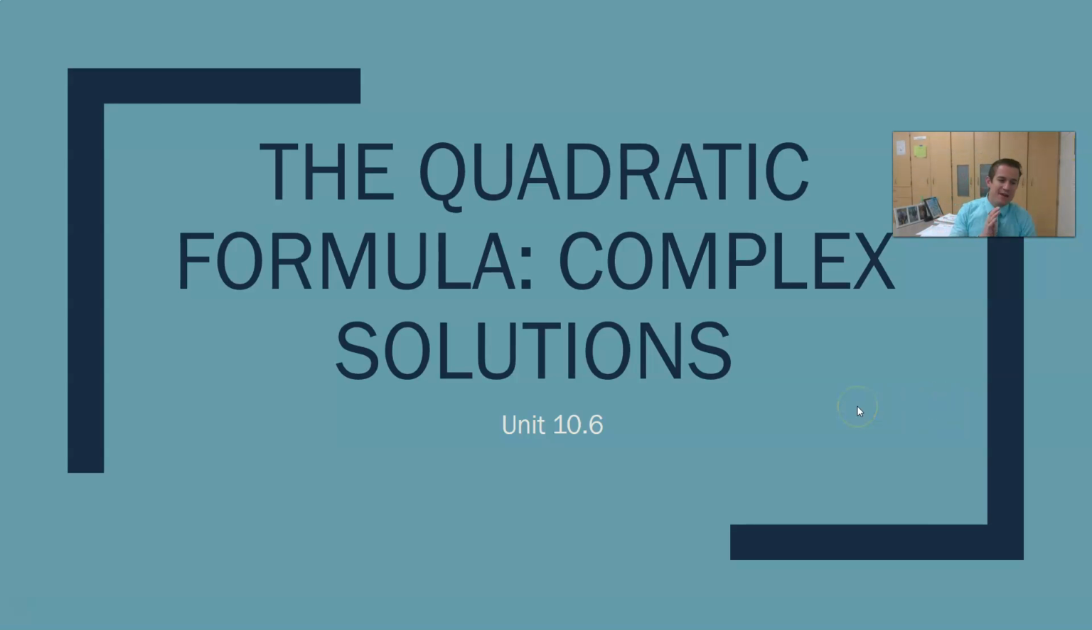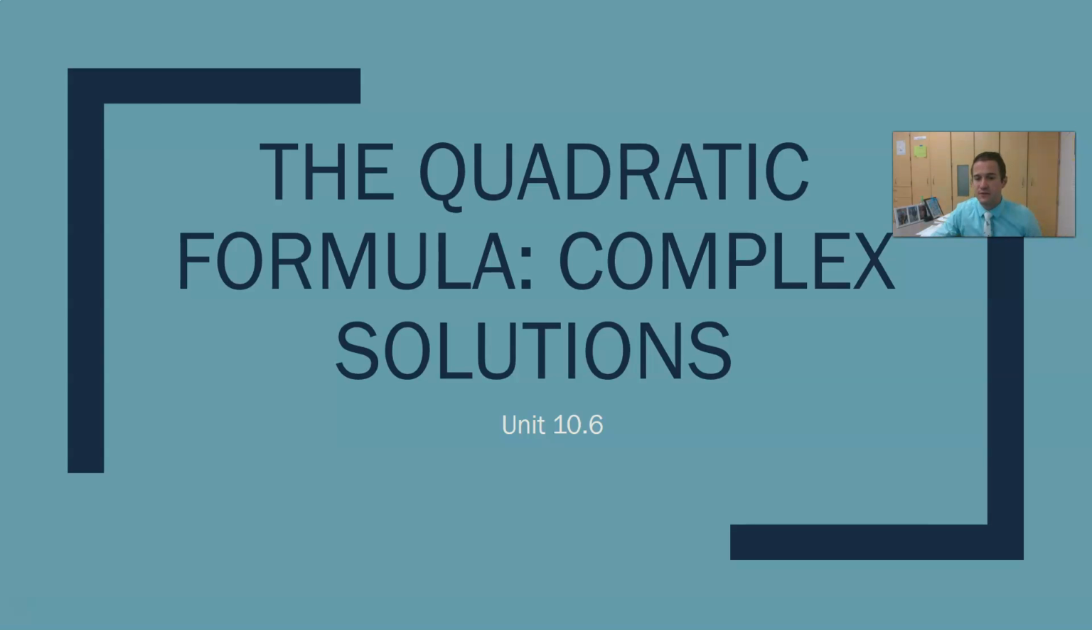We're at the very end of Unit 10. We've been talking about different ways to solve quadratic functions. We've talked about the square root method. We talked about the zero product property and solving by factoring. We just finished talking about the quadratic formula when I have real solutions.